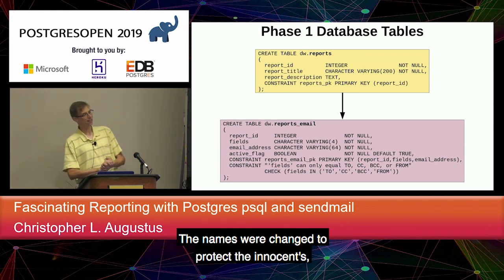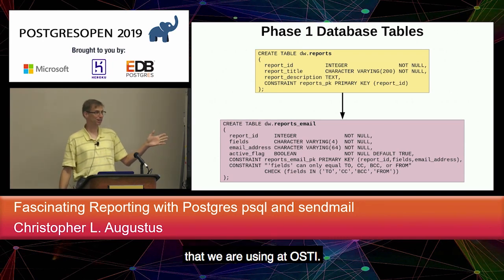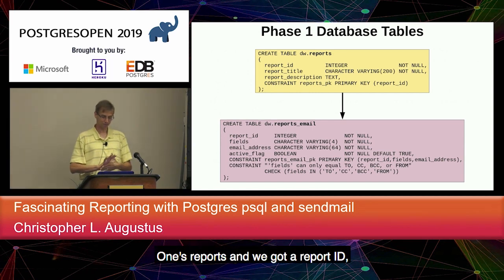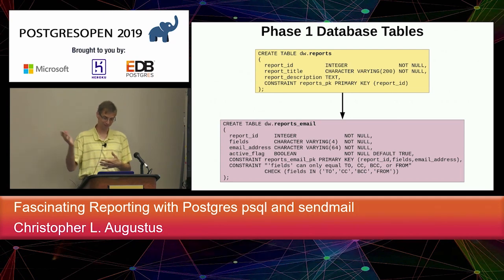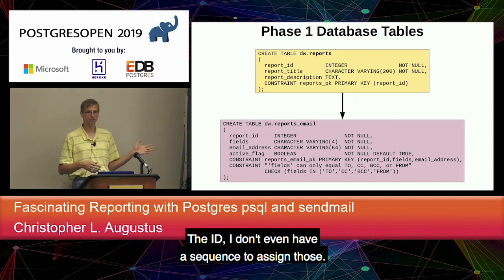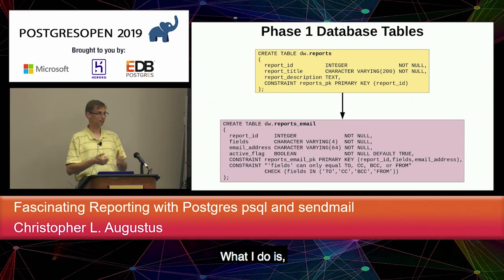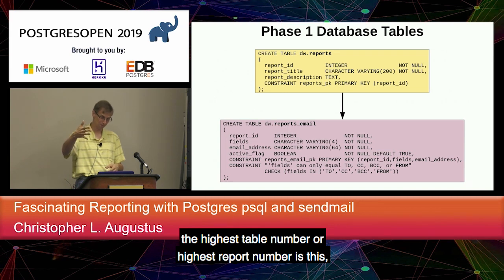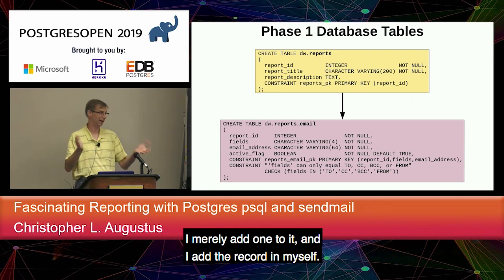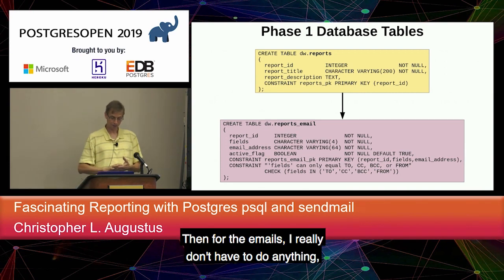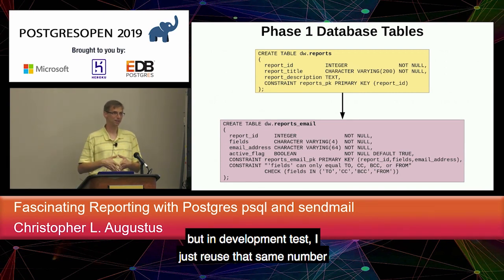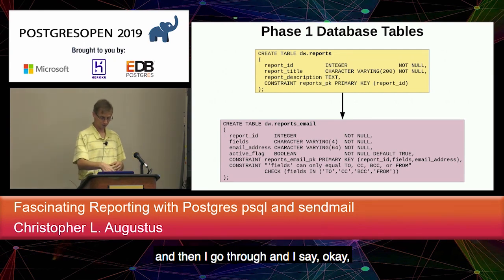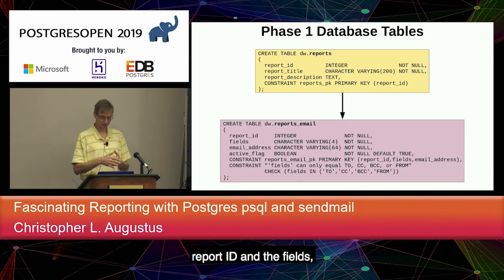The names are changed to protect the innocent, but these are actually the two tables we are using at OSTI. One's reports, and we have a report ID, a report title, and a report description. And the ID, I don't even have a sequence to assign those. What I do is, when I create a new report, I go to production, I say, okay, the highest report number is this, I mentally add one to it, and I add the record in myself. And then for the emails, I really don't have to do anything, but in development and test, I just reuse that same number.